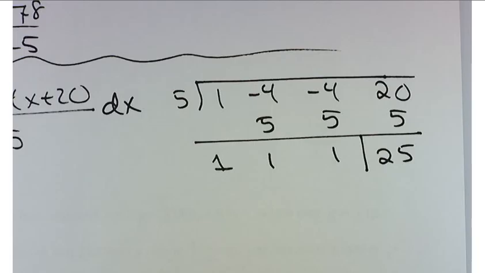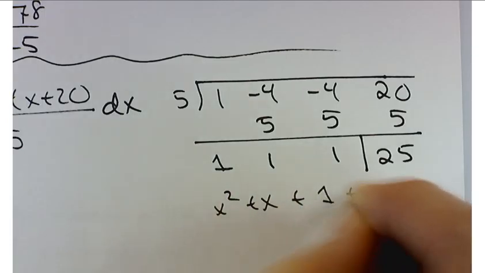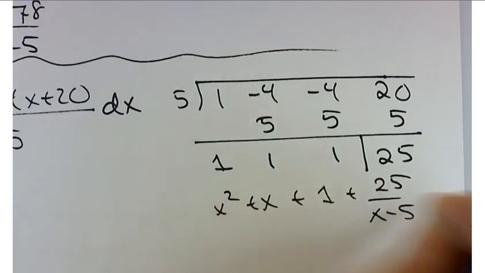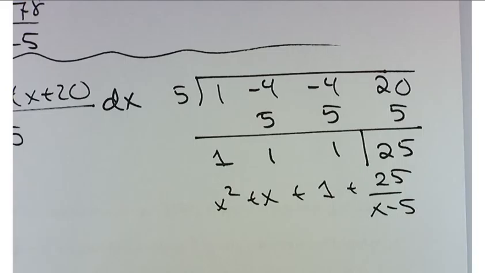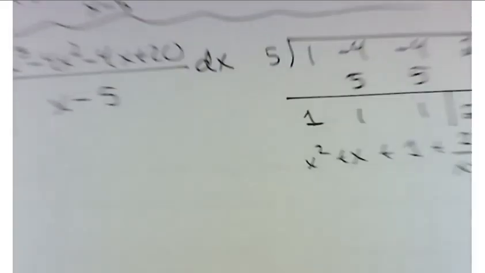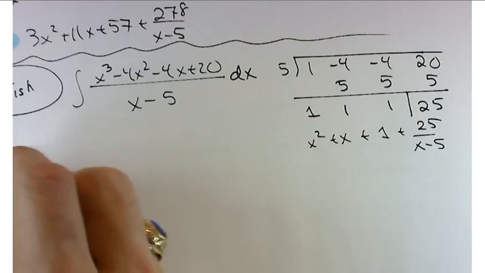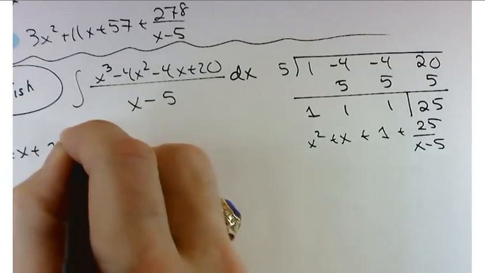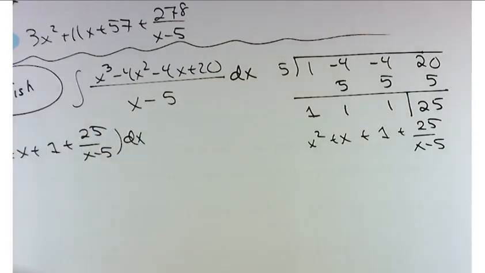Can someone interpret these numbers for me? What does that mean? x squared plus x plus 1 plus 25 over x minus 5. That's going to make our integrand much more workable. Let's see that. So this integrand becomes the integral of x squared plus x plus 1 plus 25 over x minus 5 dx.